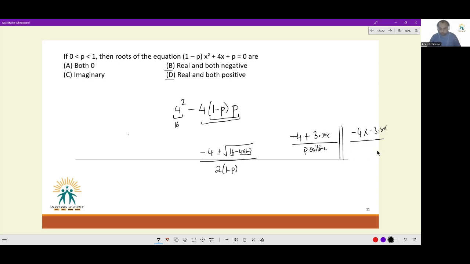or it is going to be minus 4 minus 3 point something divided by a positive number. In either case, can you see the numerator is always turning out to be negative? If the numerator is turning out to be negative in either case, then of course both the roots that I get will necessarily be negative. So the answer to this question has to be option B.